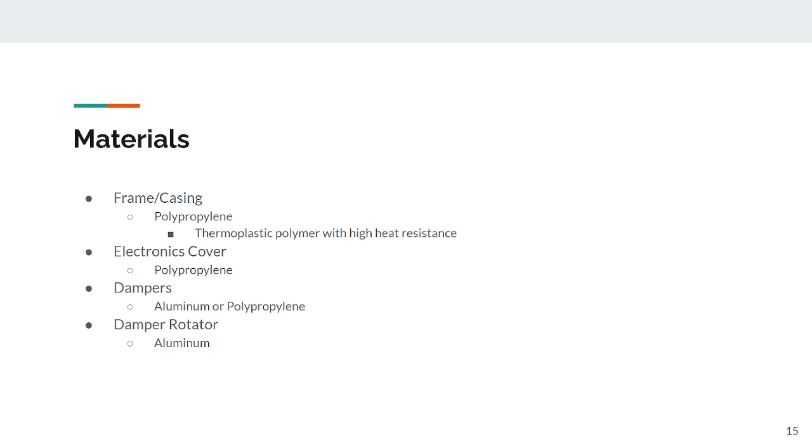The dampers are typically made out of aluminum, but plastic dampers do exist as well for price reasons, although it's commonly seen as unaesthetic. If they were to be made out of plastic, polypropylene would work here for the same reasons. The damper rotator would preferably be made out of metal to minimize long-term wear between the motor shaft and the connection area. Aluminum should be strong enough for this piece while not being too expensive.